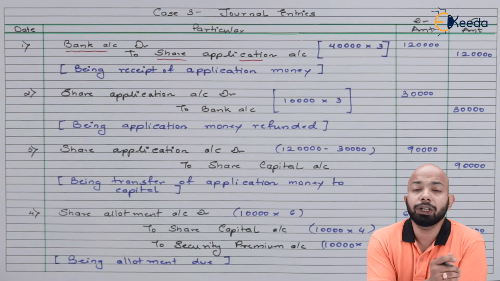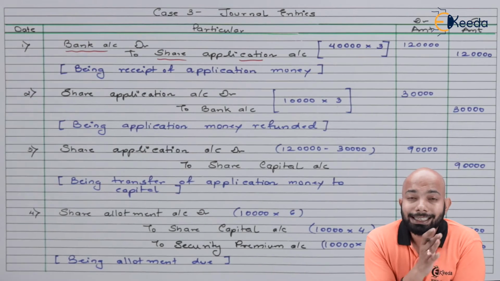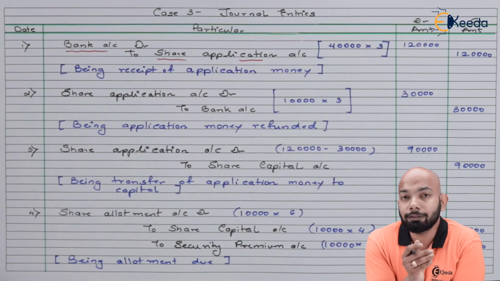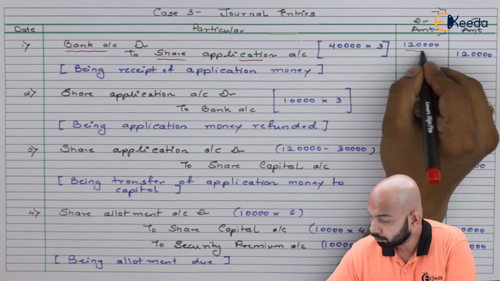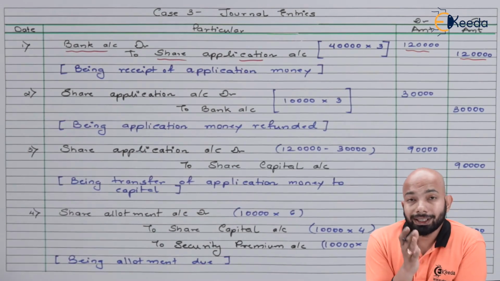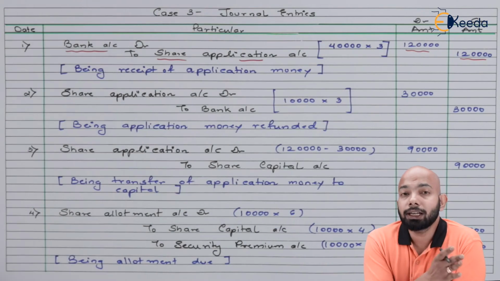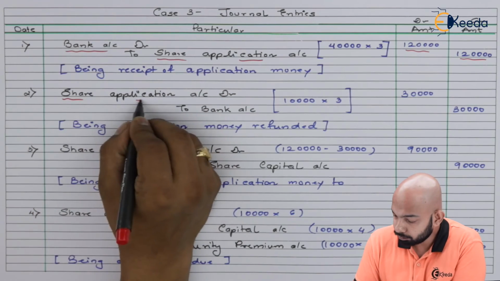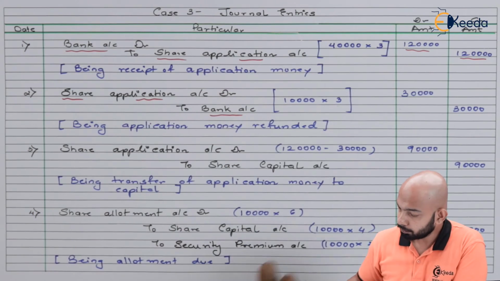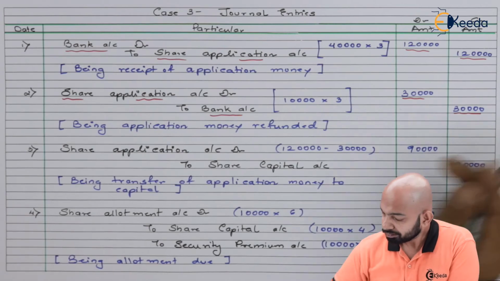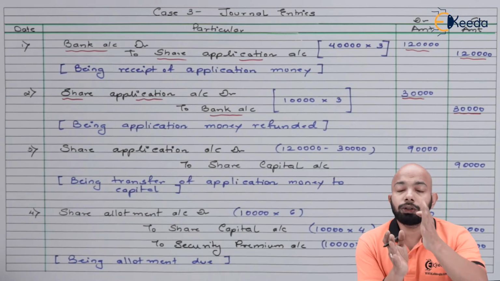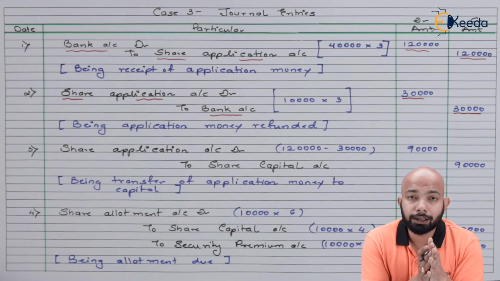Out of this money, we are going to refund a certain amount. That means 10,000 being refunded. 10,000 into 3 will give an amount of 30,000 being refund made here. So the refund entry will be share application account debit to bank account, 10,000 multiplied by 3, 30,000 being refunded here completely. So share application account debit to bank account, 30,000 is the total amount that we have refunded here.